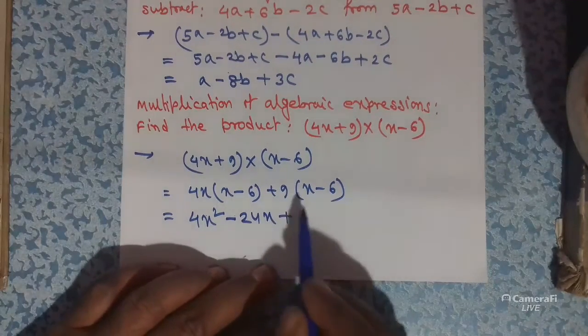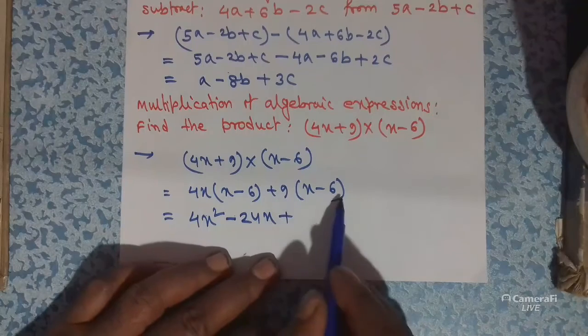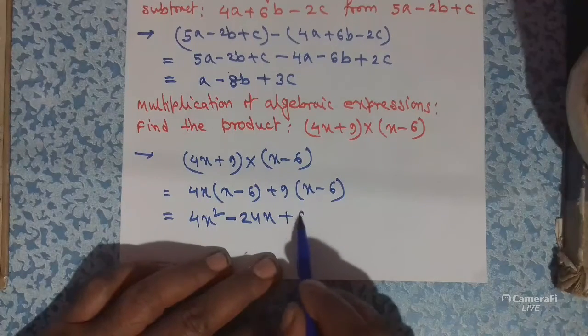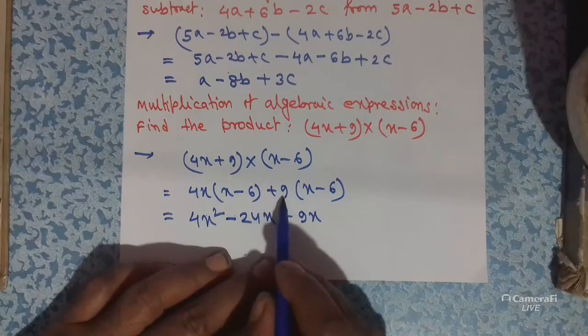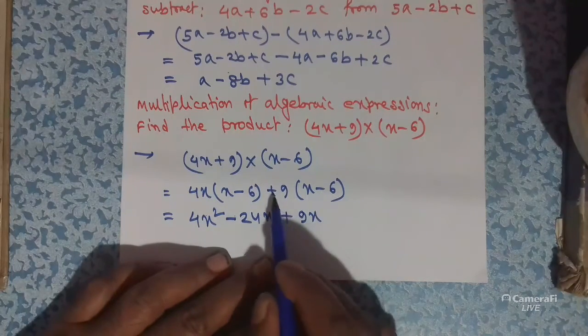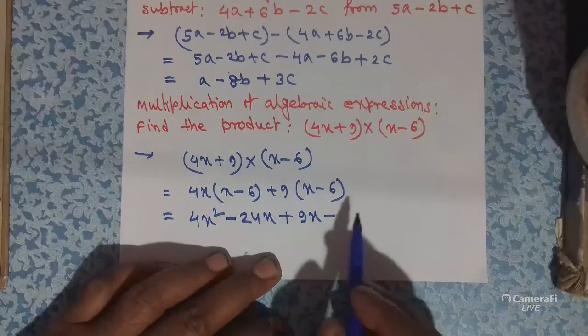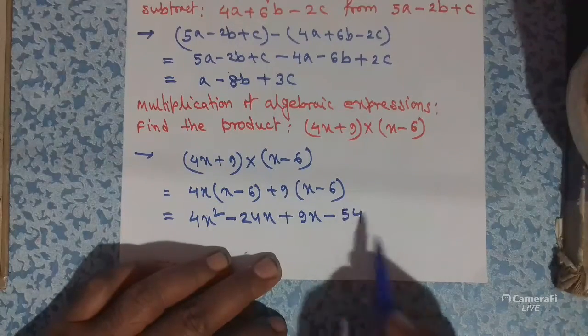Again we have to multiply 9 with x and 9 with minus 6. So 9 with x is 9x and 9 multiply minus 6. So here it is plus 9 and it is minus 9. So plus multiply minus, 9 multiply 6 is 54.